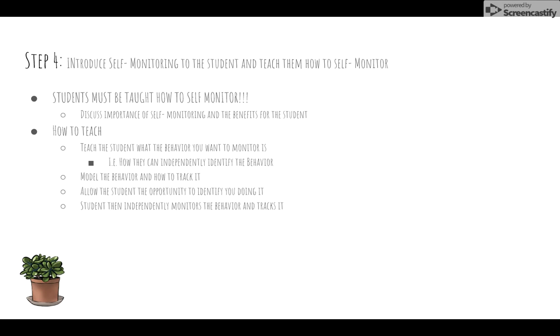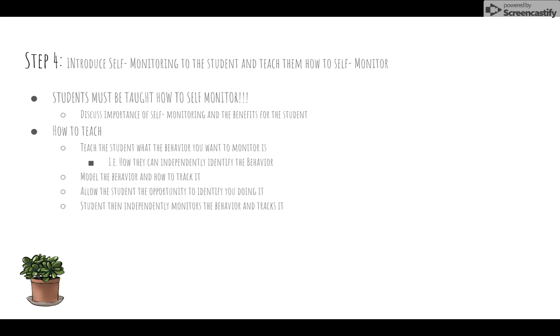And then step 4, you introduce the self-monitoring to the student and you teach them. Students must be taught. That cannot be stressed enough. You can't just put this in front of the student and say, all right, go to town, dude, because they will never understand it and they'll never properly do it. And so it will not be effective or beneficial to anyone.